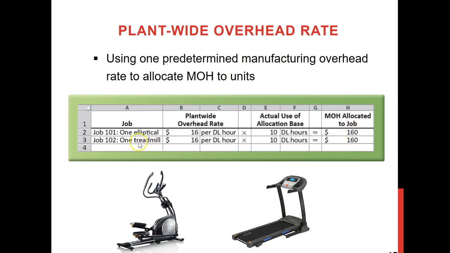The company also produces the treadmill, which they call job 102, and to produce one treadmill they also need 10 direct labor hours. If we use that common plant-wide overhead rate, we will figure out that the allocated manufacturing overhead cost to produce one treadmill is $160. That means for these two types of products, the allocated overhead costs are the same when we are using the one plant-wide overhead rate.